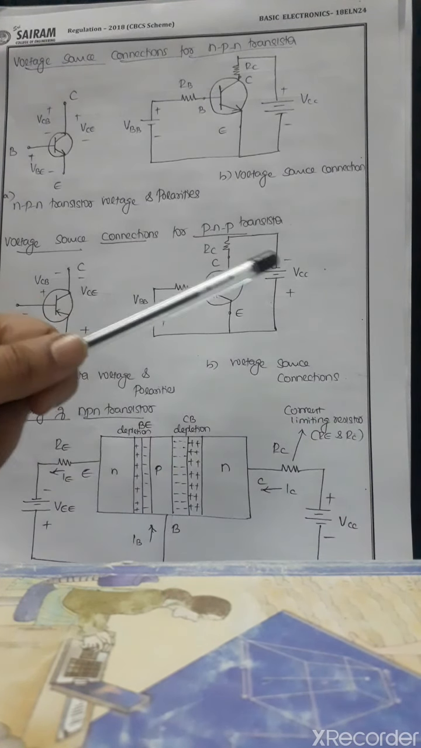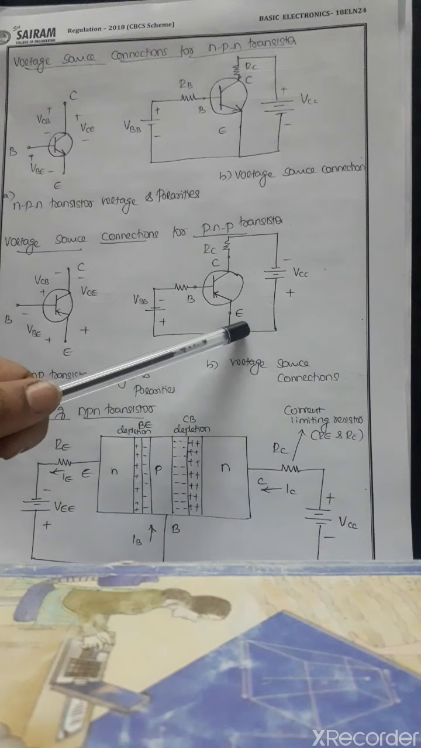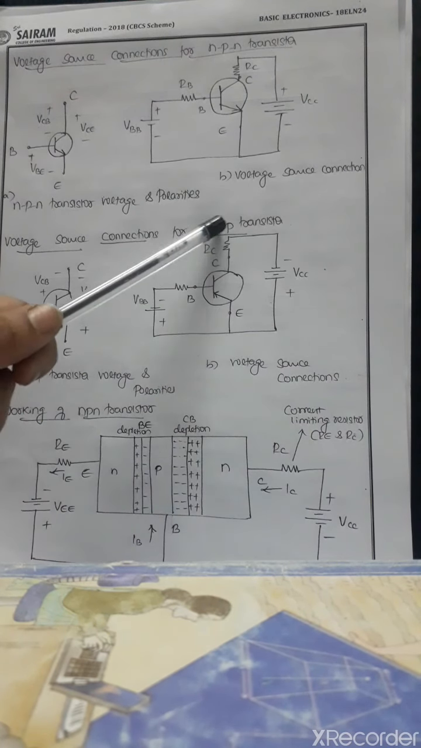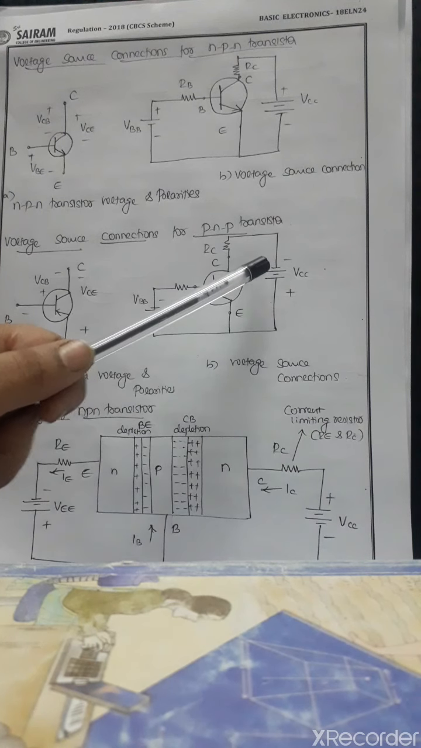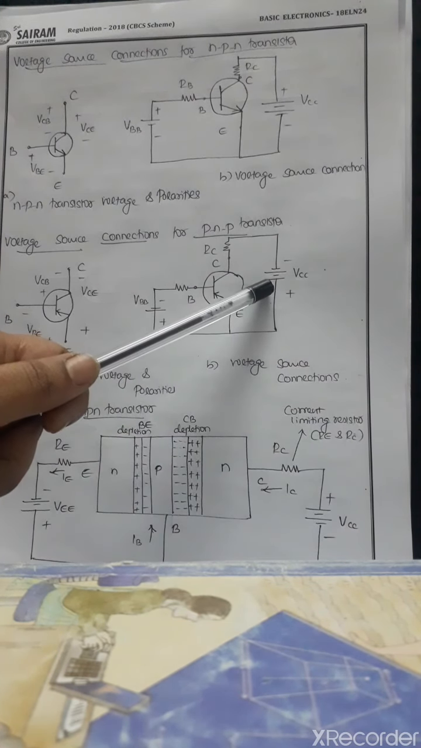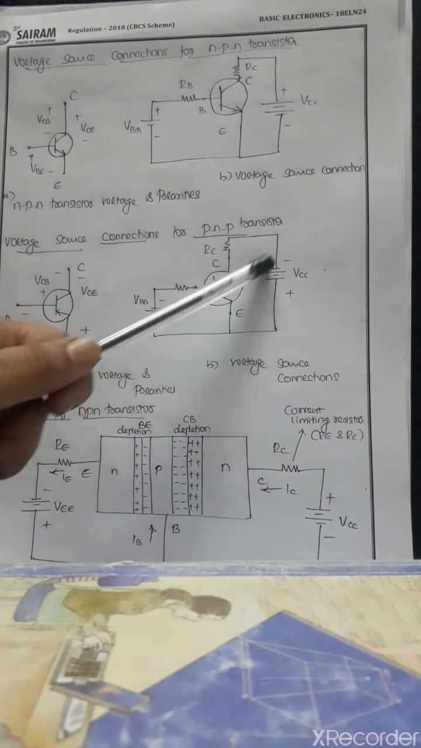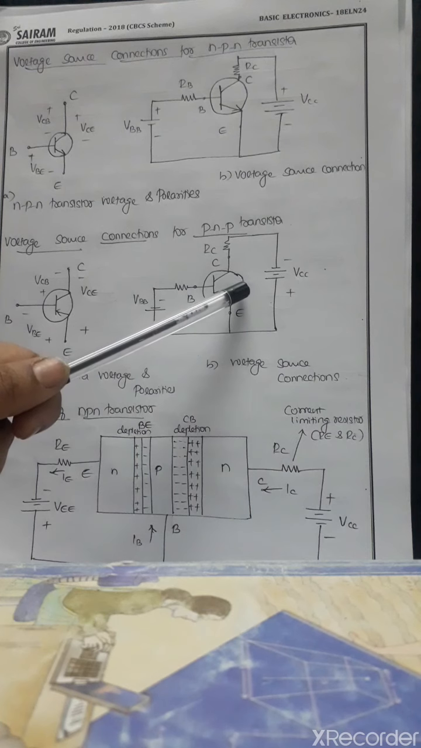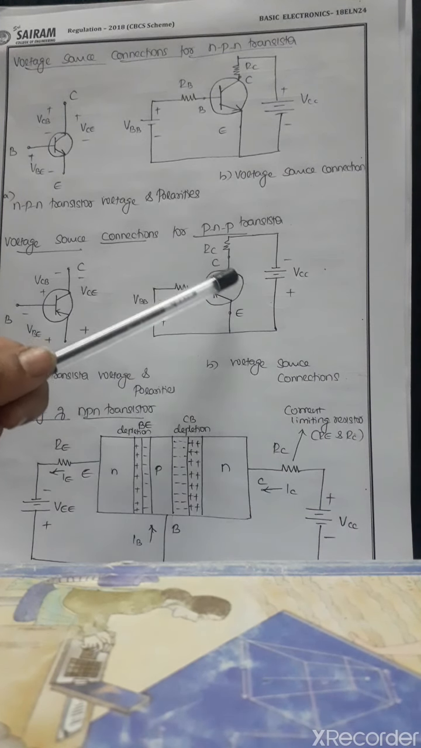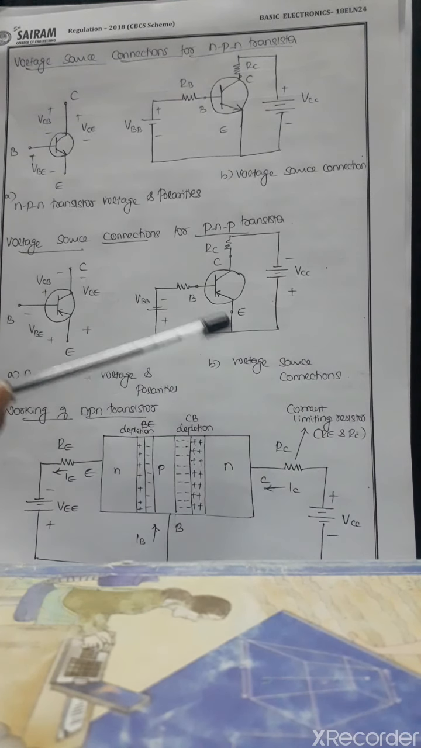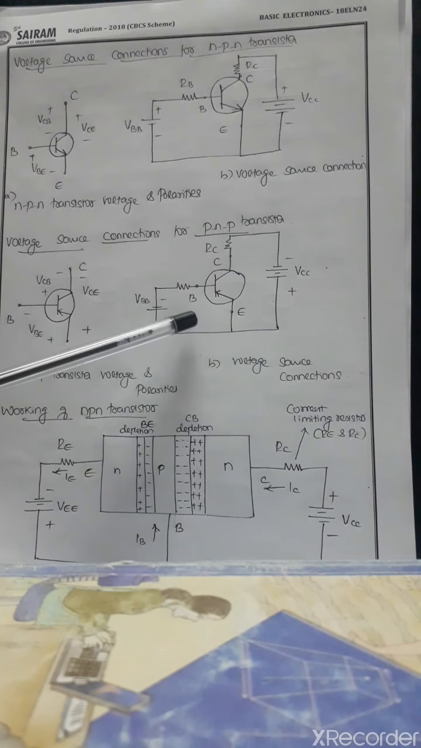Whereas the output junction, that is the collector and the emitter, has to be reverse biased. So this is P, it has to be connected to the negative, and this, the emitter, has to be connected to the positive of the battery. So this VCC provides a reverse bias for this output junction, which is the collector and the emitter terminal. So this is about the voltage source connection for the PNP transistor.